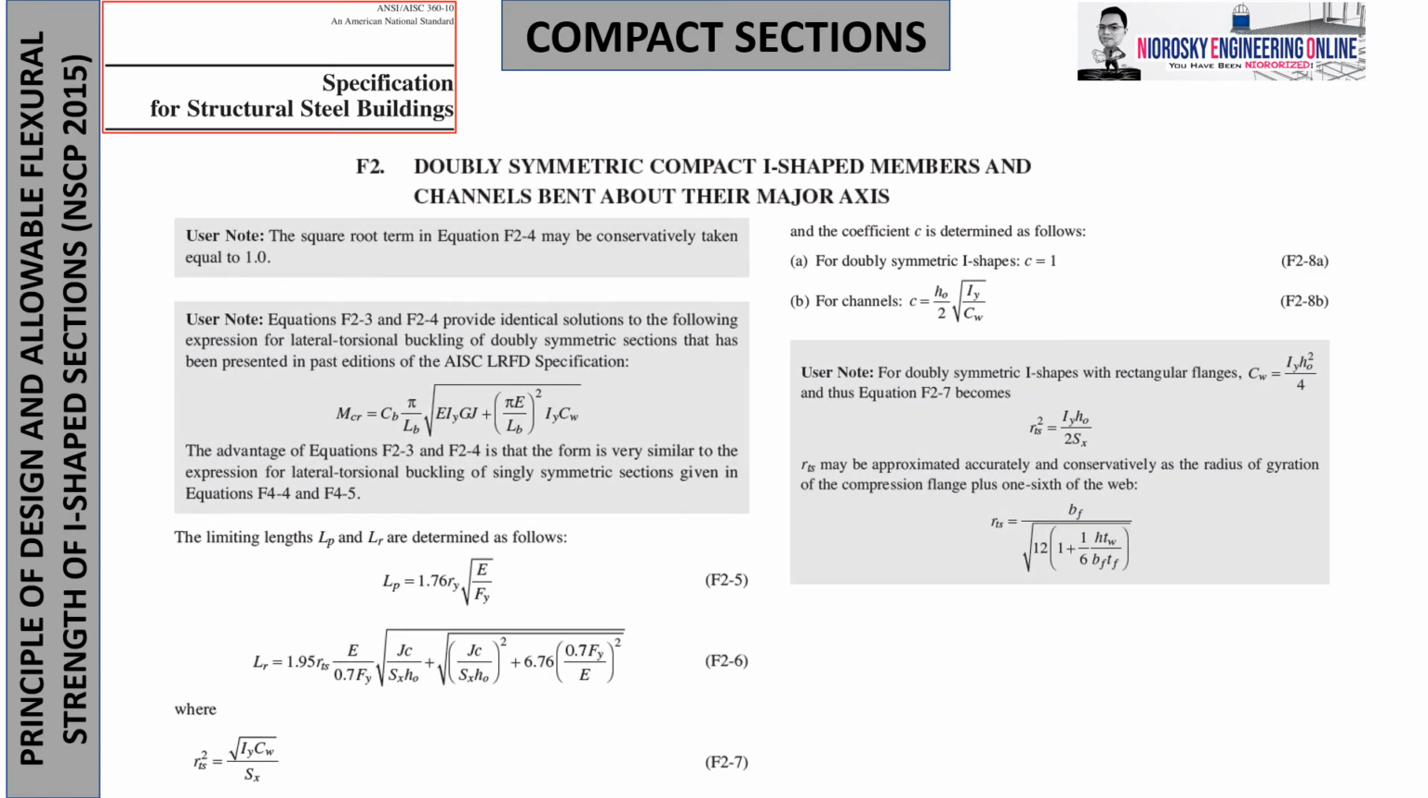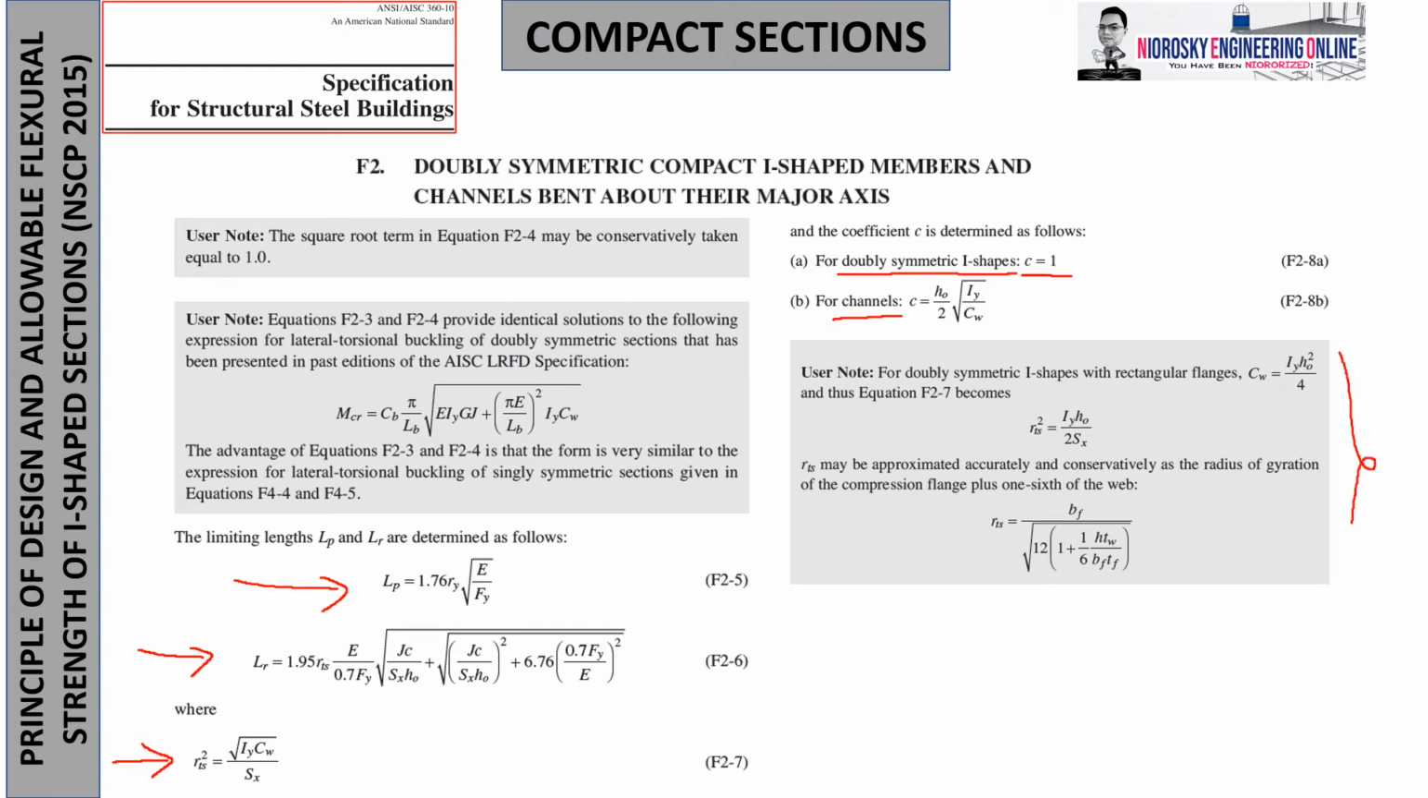So, ganun pa rin computation na nakita natin. Si Lp, si Lr, wala pinagkaiba. r_ts squared, pero kung may table, pwedeng kunin na lang doon. And c is equal to 1 for doubly symmetric. Ibig sabihin, lahat ng nasa database natin ng W shape, M shape, S shape is already c of 1. Pero pag channels, C, MC, you have to use this equation. Pero that, again, is discussed on a separate discussion.